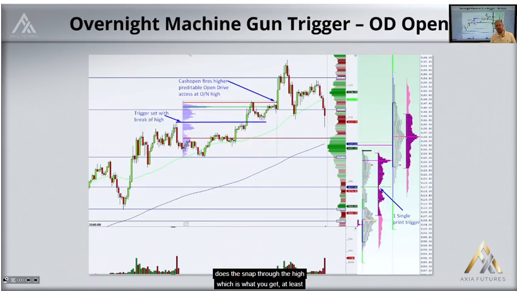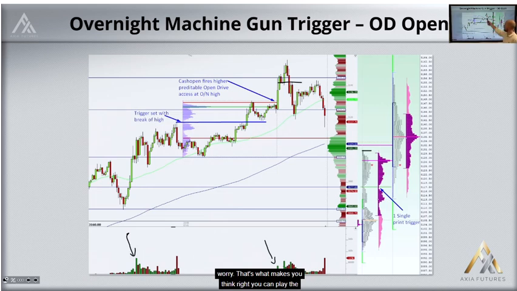And as long as it does the snap through the high, which is what you get, at least on the initial movement, just in here, snap through the high, you get the continuation. Again, once it shows signs of stalling, once the move sets up a little bit of reversal, you can give it up. In this instance, like I talked about that 45-degree trade, light volume open compared to previous. And that's your kind of worry.